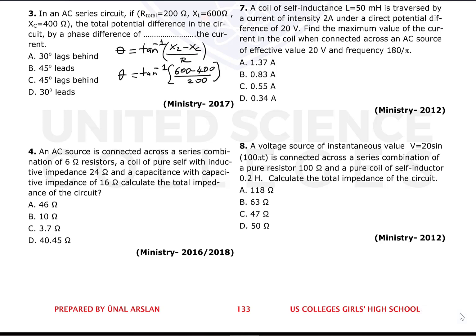Angle whose tangent is 1 is 45 degrees. So positive 45 degrees, which means potential difference is leading the electric current. Potential difference is leading electric current by 45 degrees. The total potential difference in the circuit by a phase angle is current. So 45 degrees leading. Answer must be B.